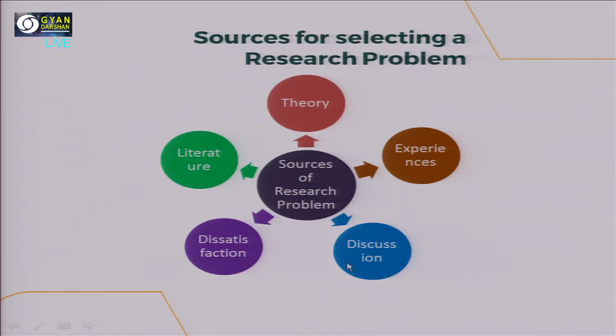So that's why the researcher's own experience is also one of the very pertinent and important sources for selecting a research area and a research problem for conducting your study. Then next is called the discussion. So what does it mean? What type of discussion will help you in selecting a research problem? That is also called a source.